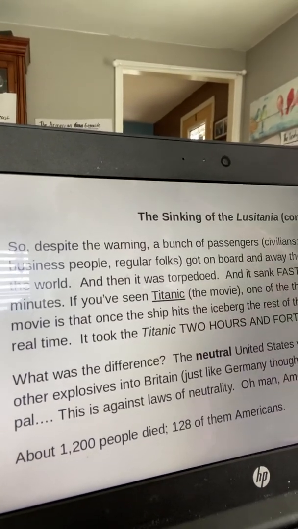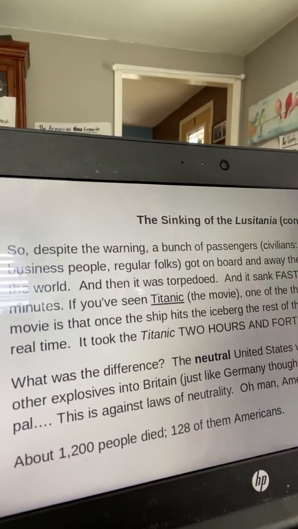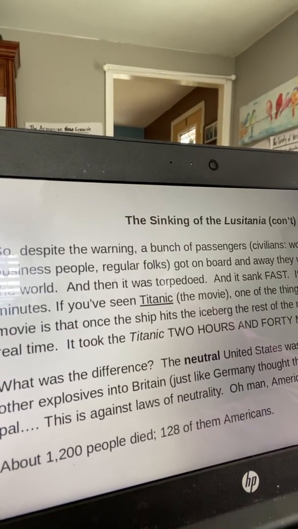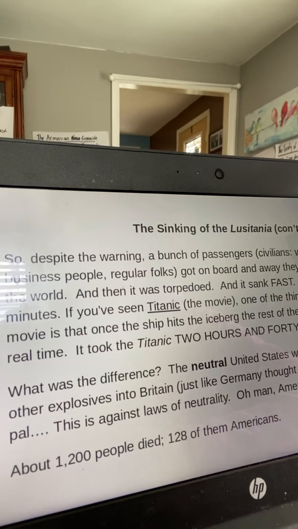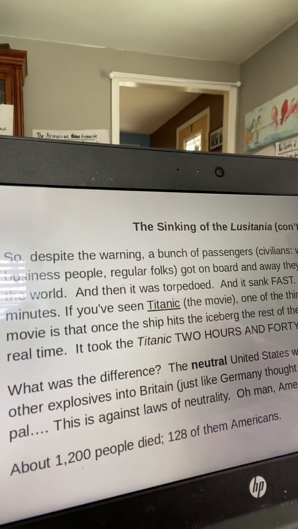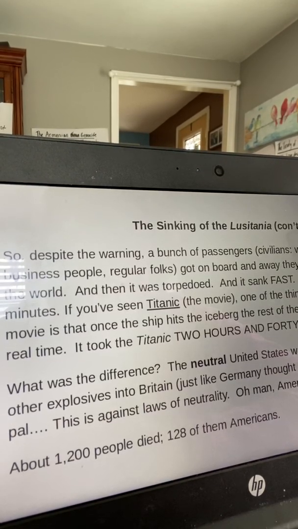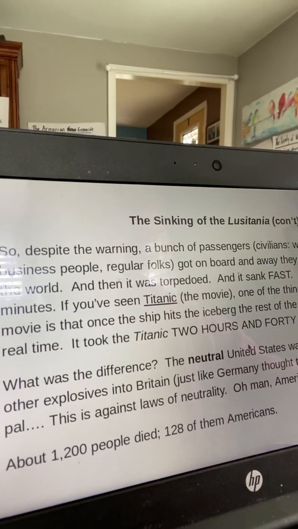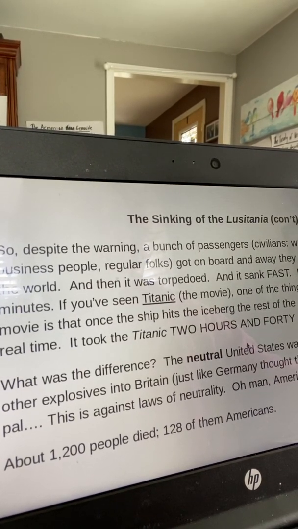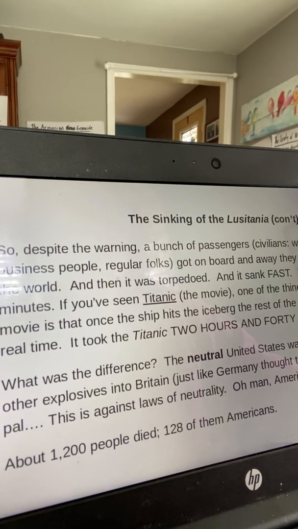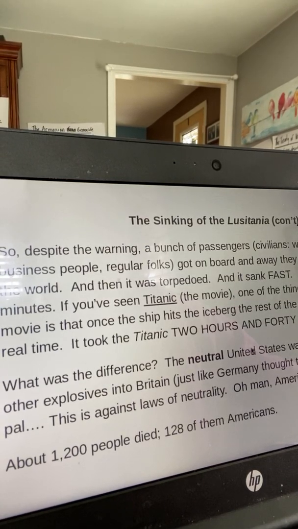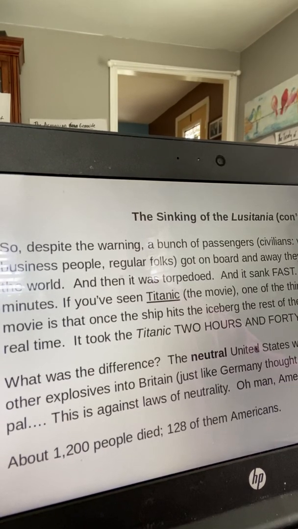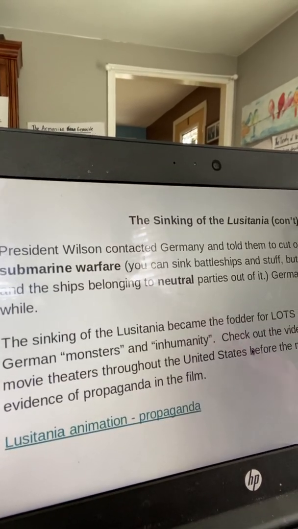So why would the Lusitania sink so quickly? What was the difference? The neutral United States, who said they had no country they were dealing with, giving any preferential treatment to, was actually sneaking artillery and explosives into Britain, just like Germany thought they would do. This is against the laws of neutrality. The ship sank. About 1,200 people died, and 128 of them were Americans.